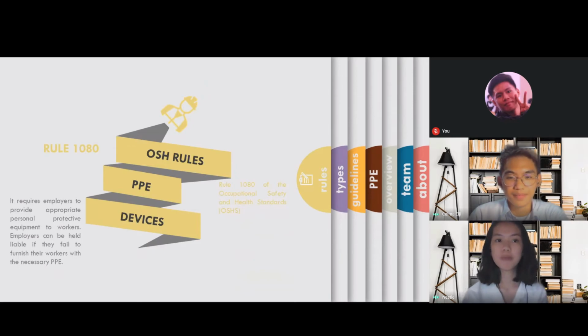OSH rules on PPE and devices. We have the General Provision Rule 1080 of the Occupational Safety and Health Standards. It states that the employer must provide the PPE for their workers and failure to do so will be held liable.